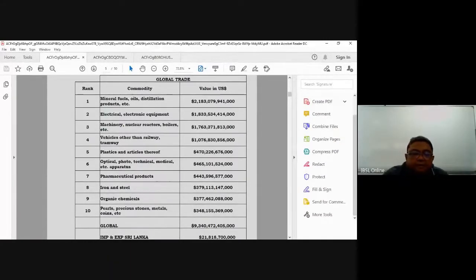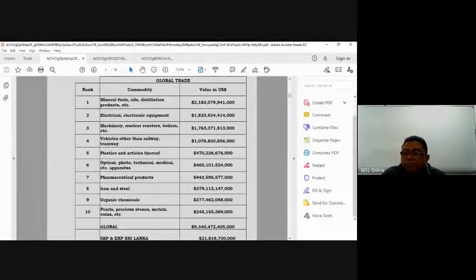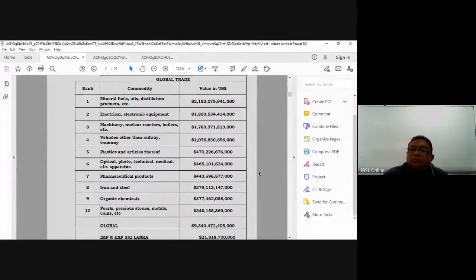Right, I'm looking for this icon to put this full screen. Okay, now you can see the total trade is 9 trillion 340 million 405,000. See, and at that time when I took the figures, our total trade, import and export put together, was only 21 billion.